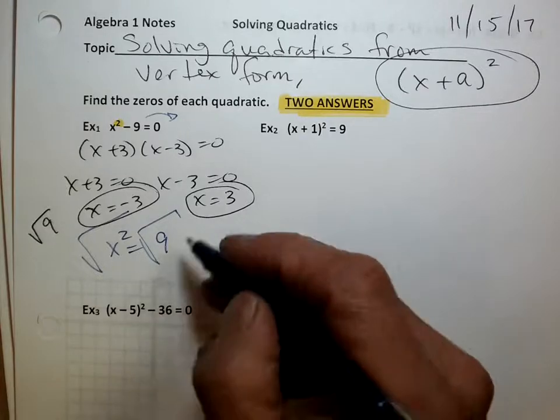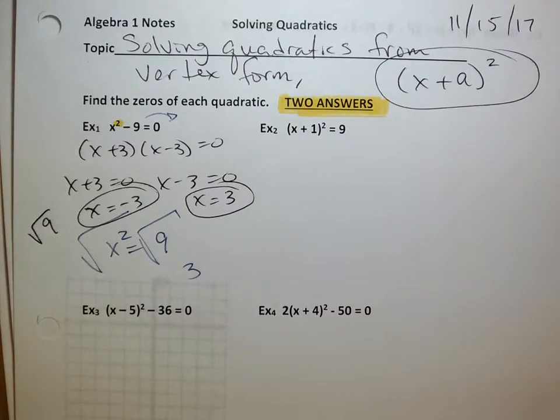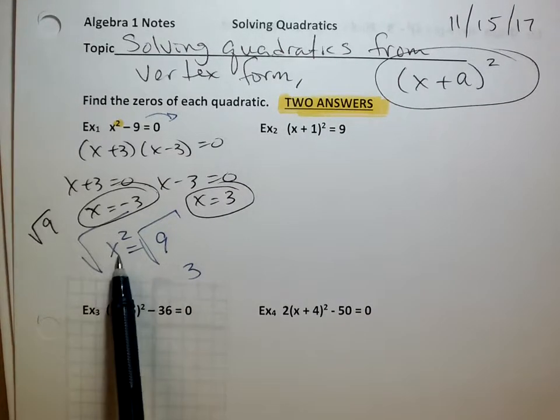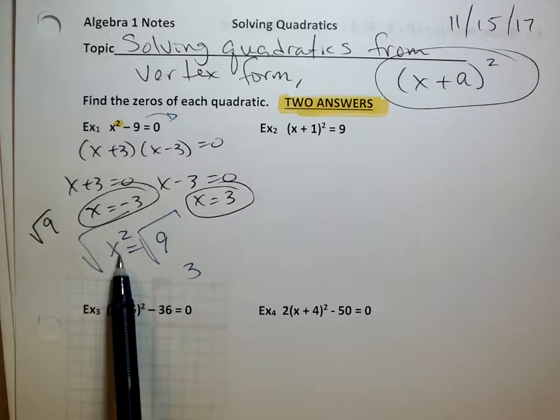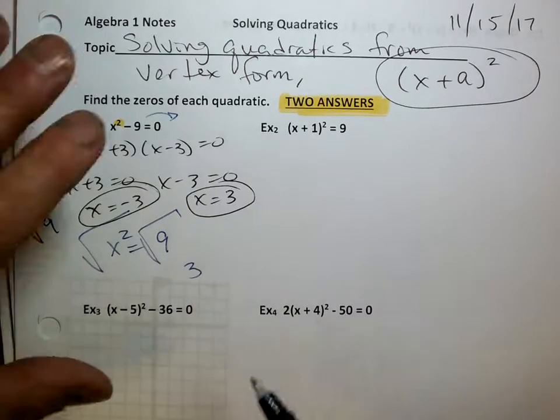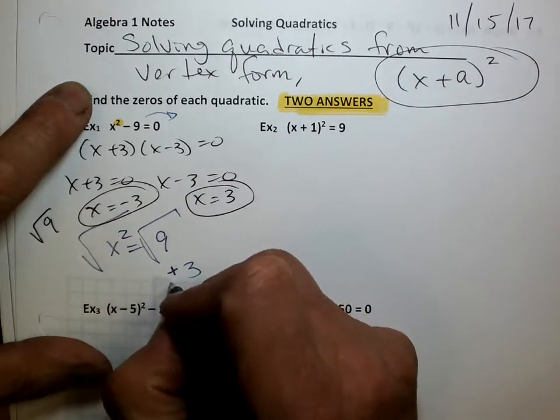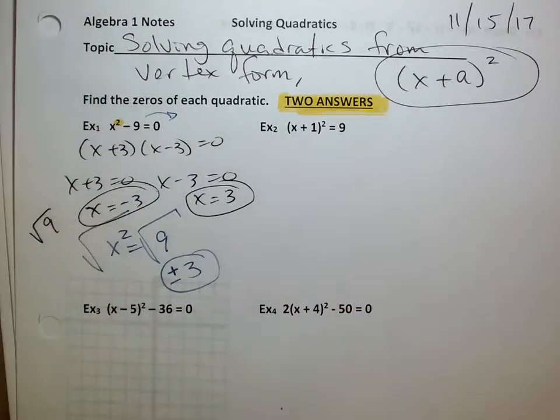So we know the square root of 9 is 3, but so is negative 3, because we know that negative 3 times negative 3 is also a positive 9. You need two answers. So we know that negative 3 and 3 work. So we can write this as plus or minus 3, which shows both answers.